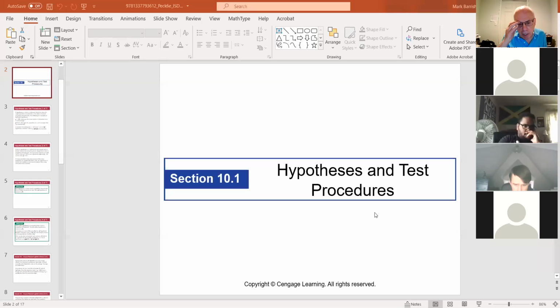So instead of estimating it, they'll have a theory about it, and then they use the sample that they get to test to see if their theory or hypothesis is correct or not. That's really what this section is all about, and you may find this section difficult at the beginning because it's brand new.